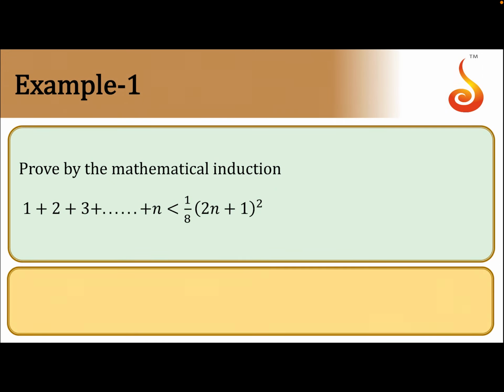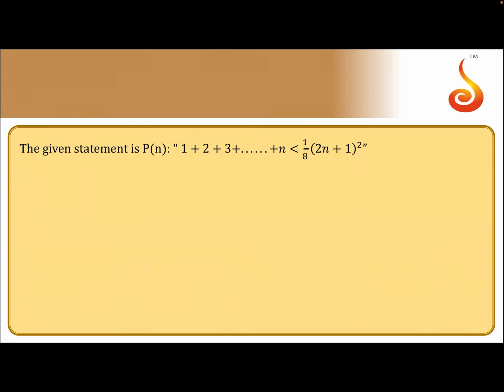Example 1. Prove by mathematical induction that 1 plus 2 plus 3 and so on up to n is less than 1 by 8 times (2n plus 1) whole square.